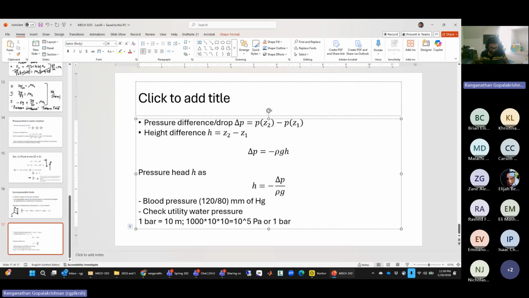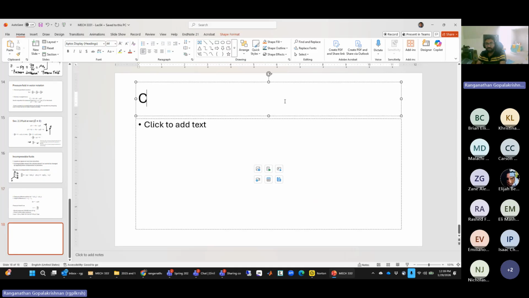All right. We'll do some problems on this, especially the pressure distribution on incompressible fluids. But I also want to talk about compressible fluids. As we talked about incompressible, what is a compressible fluid? What's the contrast?